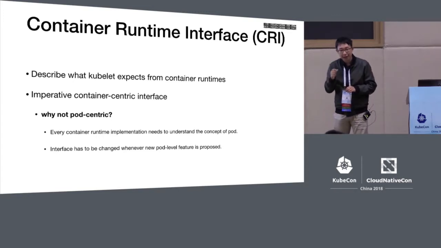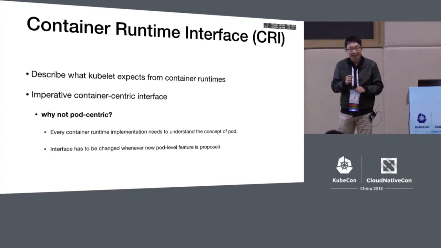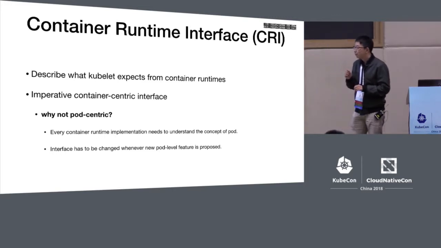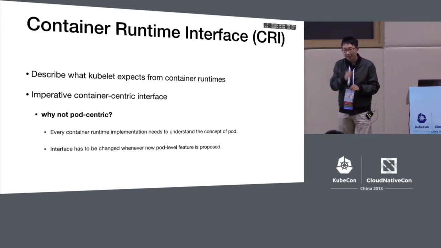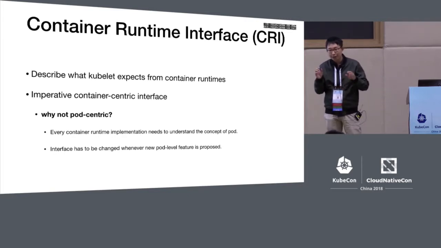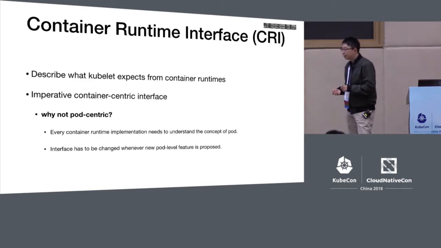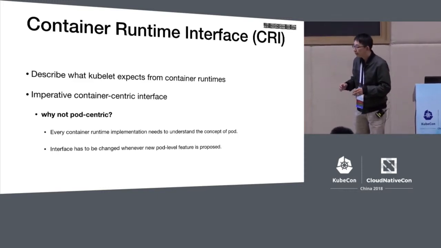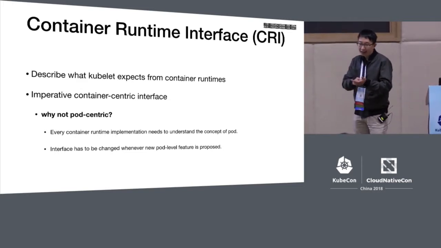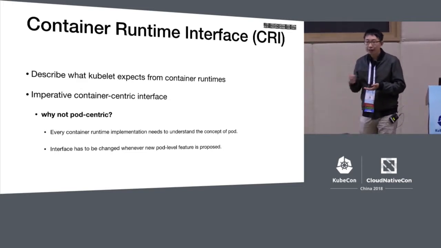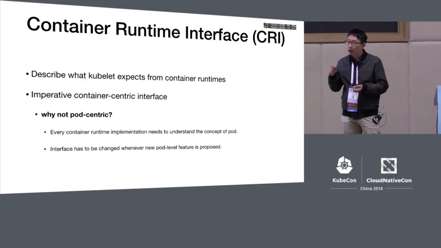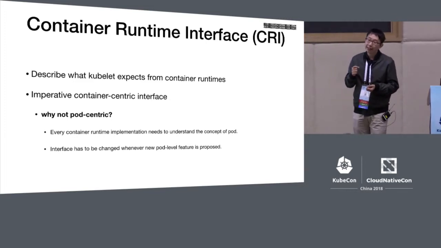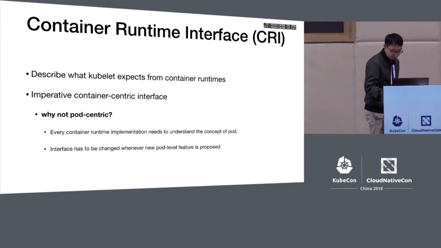But CRI is a container-centric interface. It does not have pod. You have to remember this. Why do we do this? Because we do not hope that the lower layer can understand all these concepts. And this is also why we need to make this container-centric. Also, in terms of maintenance, if you have this design in the CRI, every change of a feature will generate a CRI change. So for the interface, you will pay a lot for maintenance.